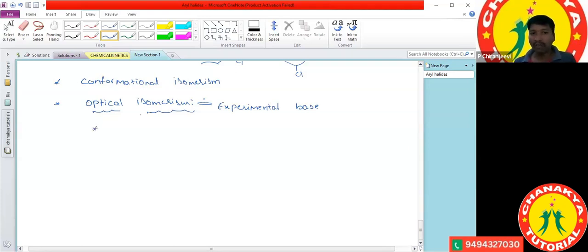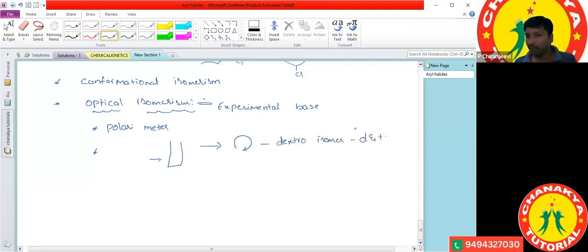So what is the instrument we are using for optical isomerism here? Polarimeter. Polarimeter we are using. Now, what is the optical isomerism? When the plane polarized light is passed through the optically active compound, the optically active compound that rotates the plane polarized light in a clockwise direction is called a dextroisomer. Dextroisomer can be represented with small d.